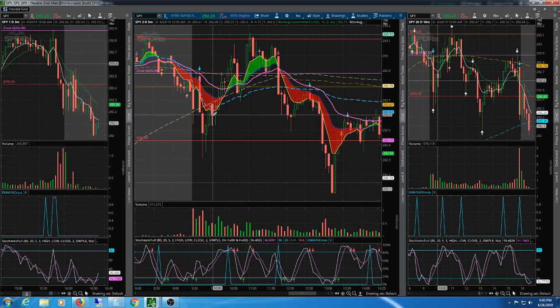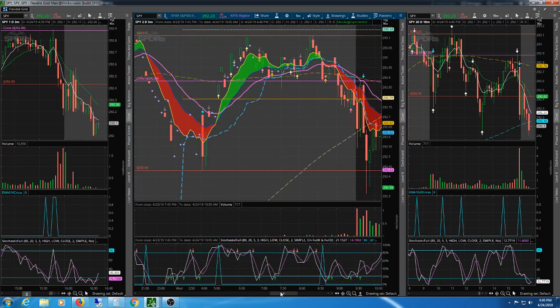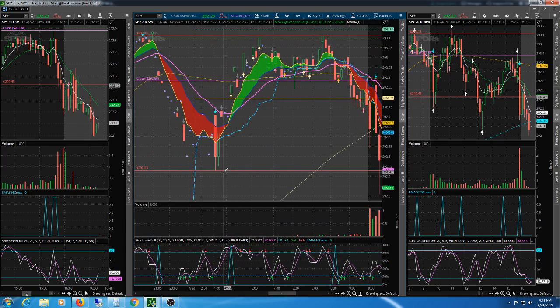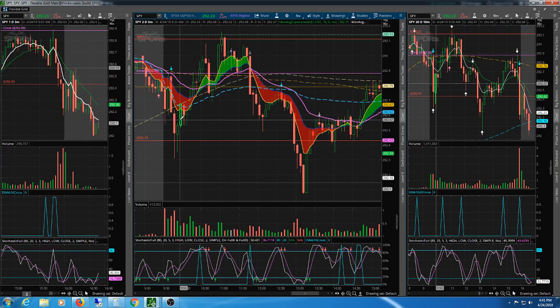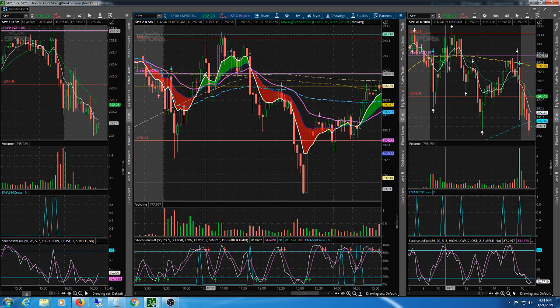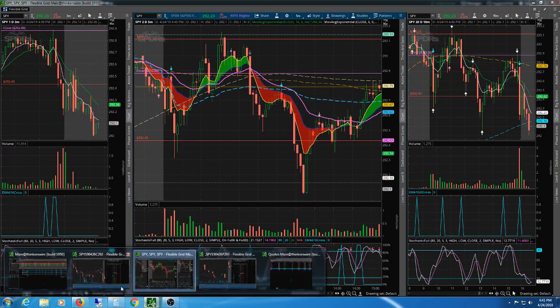But I like the fact that the stochastics were coming up. I like the fact that we bounced off of this support area, and again, we talked about the support areas yesterday. This was a pre-market low. We bounced off the pre-market low, made another big green candle. I got in shortly after this candle started. I believe this candle was actually green when I got in, and it pulled back slightly and then it took off. So I got in at 10:08.